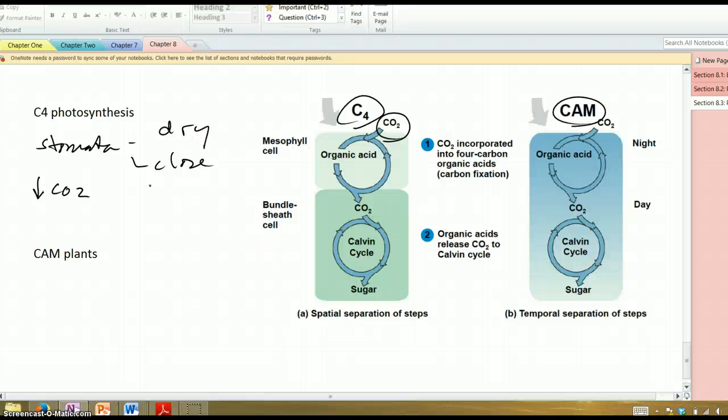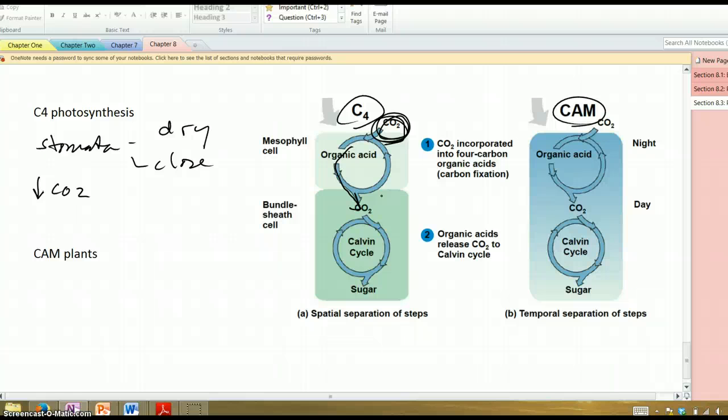So this is a good adaptation to have if you live in a dry environment because you're often going to have to close up. And your basic C3 plant will shut down, but your C4 plant will keep on going. And so what happens is this enzyme that is really efficient at grabbing onto CO2 basically force feeds that CO2 into the Calvin cycle. The C3 plant will shut down, C4 plant keeps going.